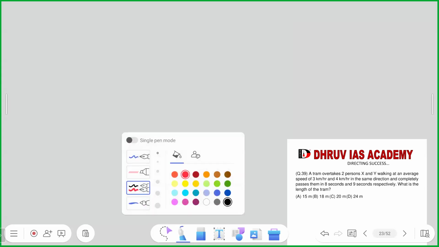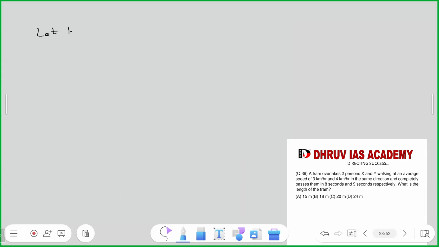So let the length of the tram be d meters and the speed of the tram be b kilometer per hour. So the length is in meters and the speed b is in kilometer per hour.